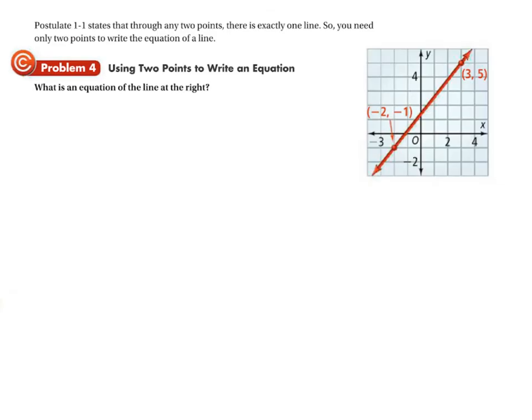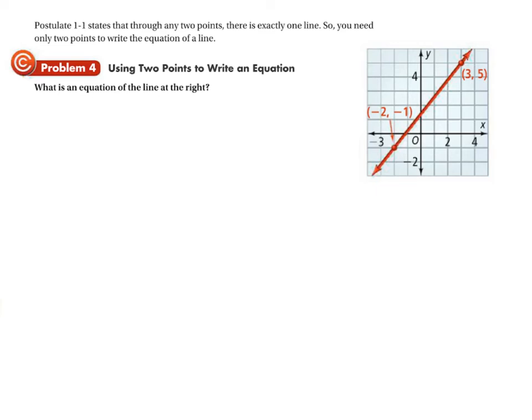Okay, so way back in the beginning, we learned that through any 2 points, there's only one line. So if we had 2 points, we would know the line. And in fact, we can use 2 points to write an equation. Now we didn't really have a formula for that, but what we did have is we can take one of the points and we can find the slope by using the 2 points. So then we would have a point and the slope, and we could use point slope form.